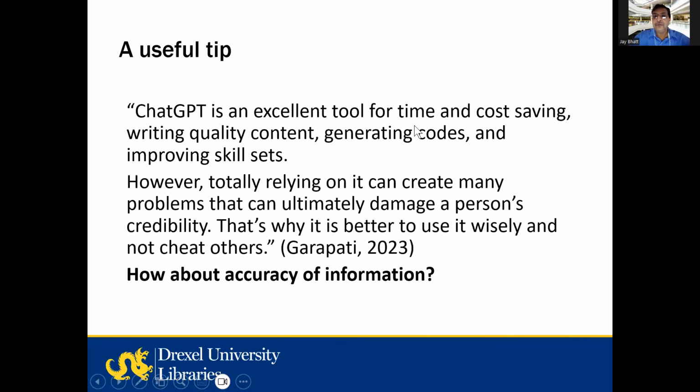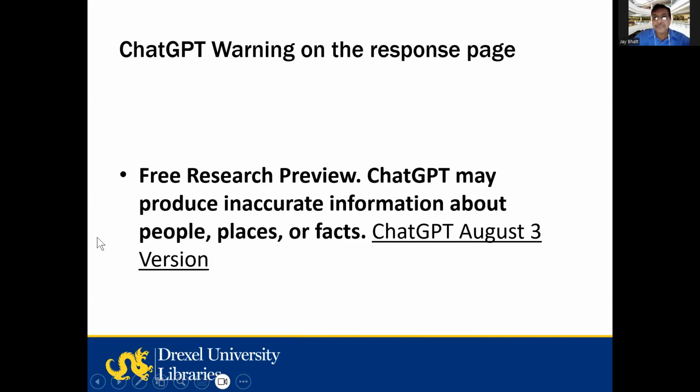ChatGPT is an excellent tool for saving time and cost, writing quality content, generating code, and so on. But totally relying on it can create many problems and can ultimately damage a person's credibility. That is why it is better to use it wisely and not cheat others, and that is why accuracy is so critical. ChatGPT also gave me this warning from the free research preview, that ChatGPT may produce inaccurate information about people, places, and facts, based on the August 3 version. So we need to look at the newer version and new updates, and continuously monitor what information it is finding, where it is coming from, its accuracy, and so on.